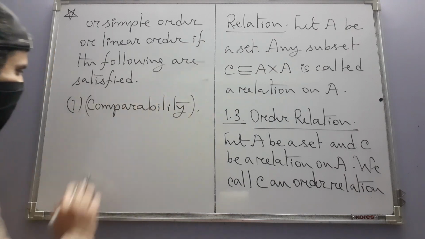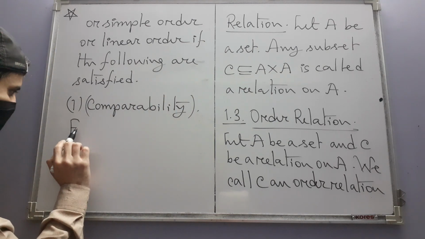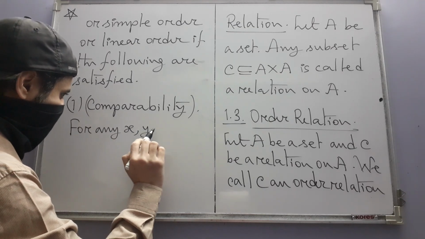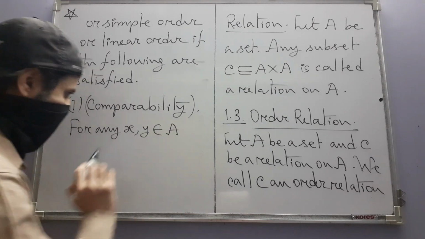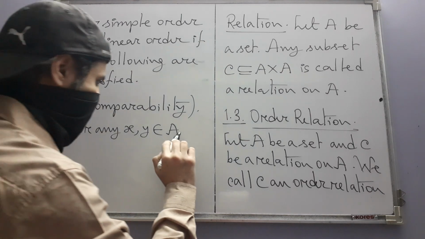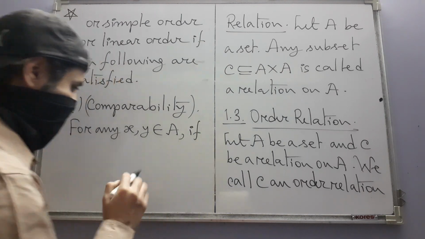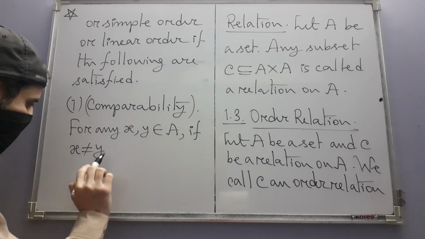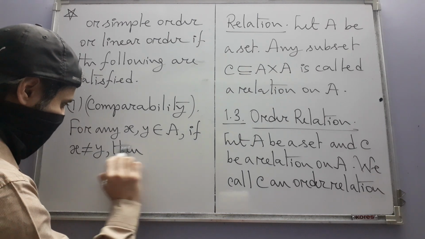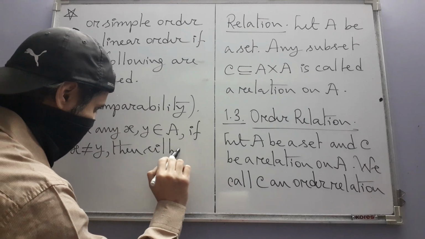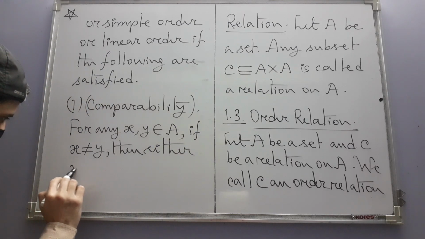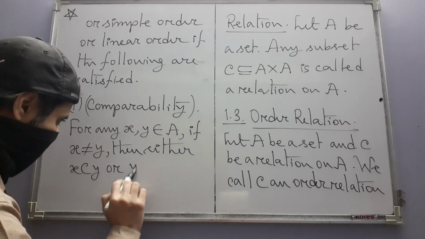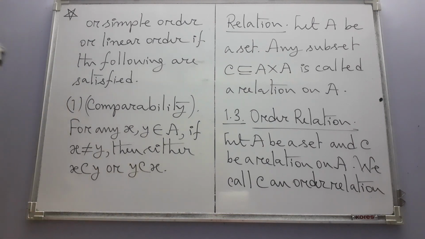The first one is called comparability. For any two elements x and y, distinct elements actually, if x is not equal to y, then either x is related to y by C or y is related to x by C.